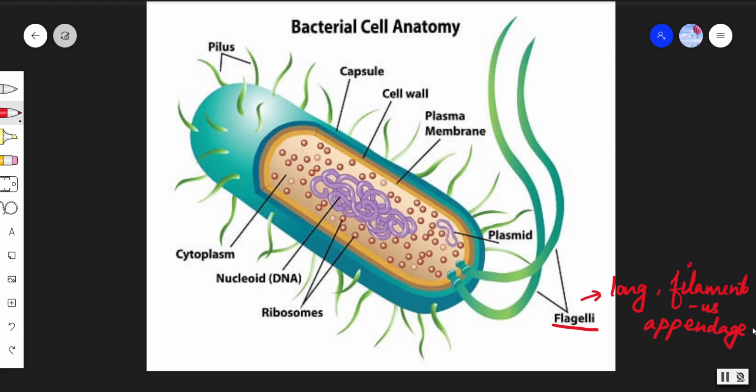Okay, and this is divided into three parts, that is filament, hook and basal part. Its body is divided into filament, this one is the filament, then hook and the basal part. Clear? Next, it provides a rotatory function and contains a protein named flagellin protein.